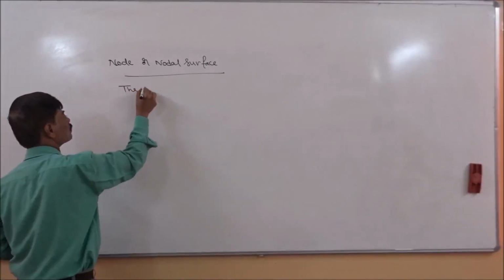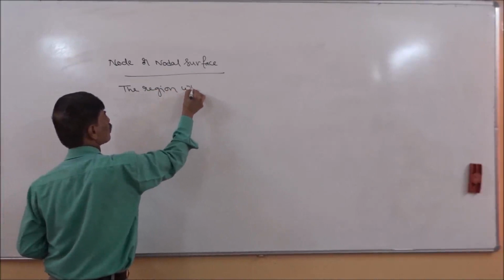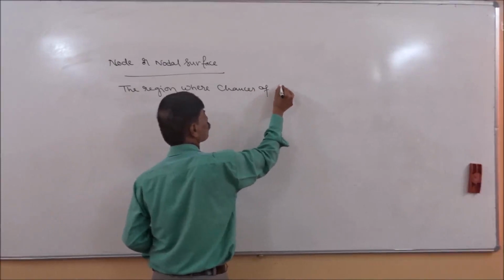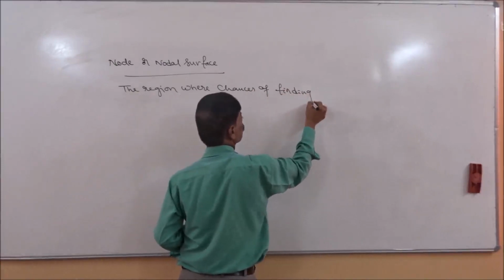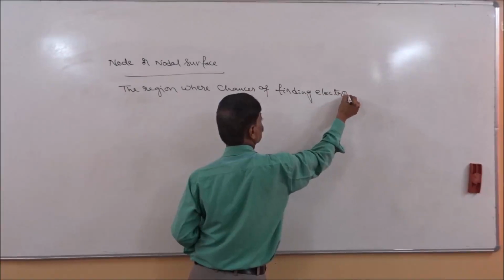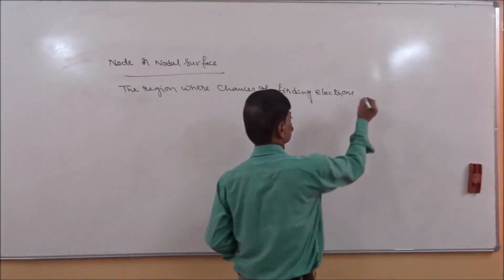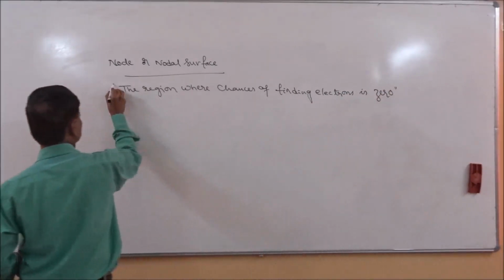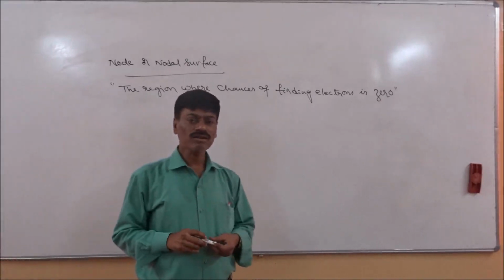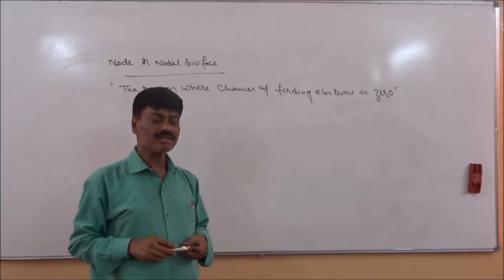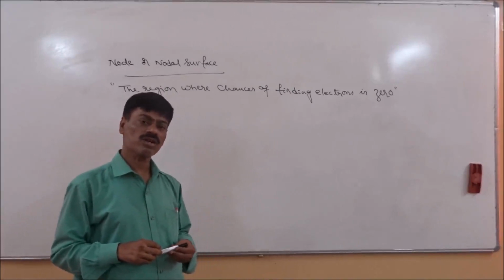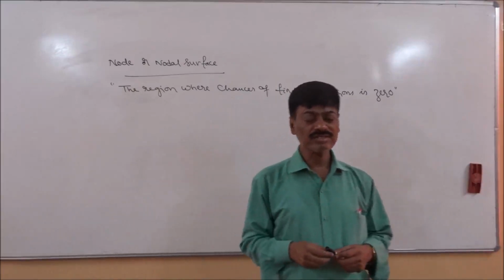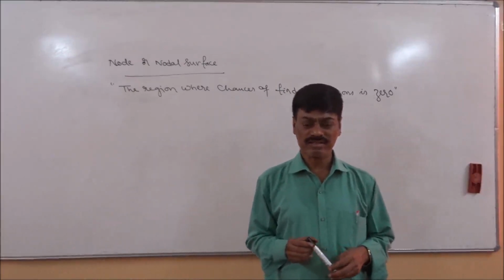So the region where the chances of finding electrons is 0 means in that region electrons do not exist. That is the meaning. So that region is said to be the nodal region or node or nodal surface. In the next class we will see these nodal surfaces in the case of s orbitals, p orbitals, etc. Thank you, children.